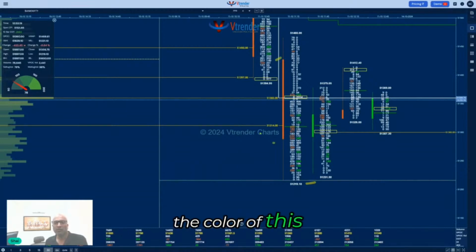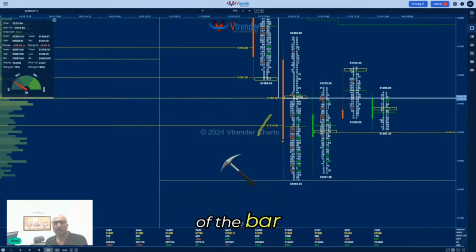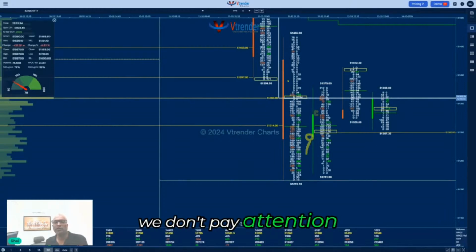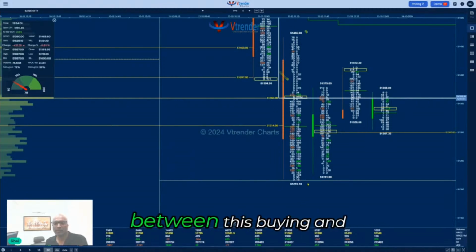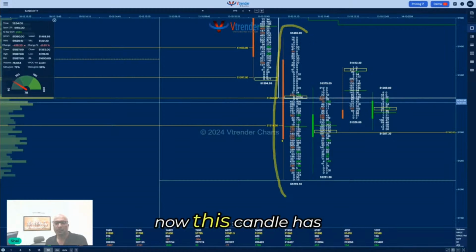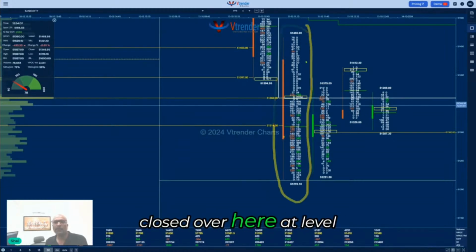Now the color of this candle is dependent on the open and the close, right? If the close of the bar is lower than the open, the color of the candle is red. If the close of this particular bar is higher than the open, the color of the candle is green, right? In order flow, we don't pay attention to the information in the color of the candle. We try to find out what has happened between the buying and the selling. Now this candle has closed over here at 11:15.